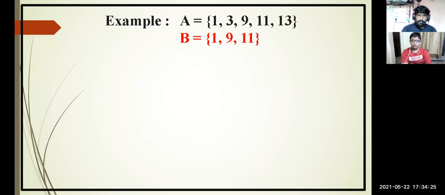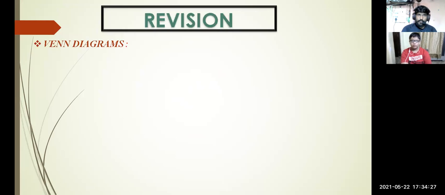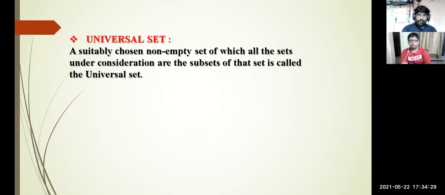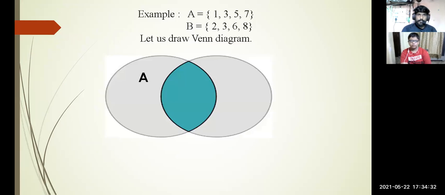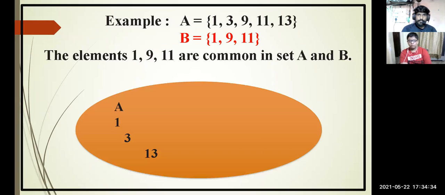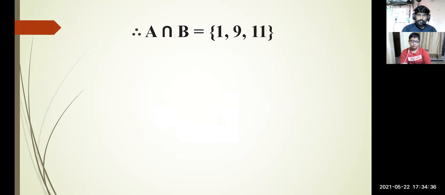Okay, so in our yesterday's class, we studied union. Operation on sets. Under the first operation of sets, the first operation was intersection of two sets.